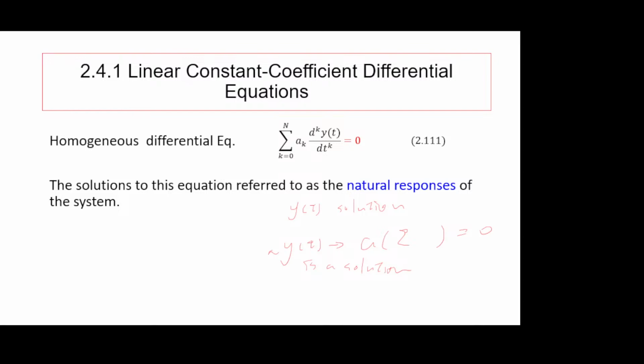It's not quite a system because there is no input, but you see that if y of t is a solution, then a y of t is a solution. So it's kind of like the homogeneous system we talked about. And there is another name: the solution to this equation is called the natural response.